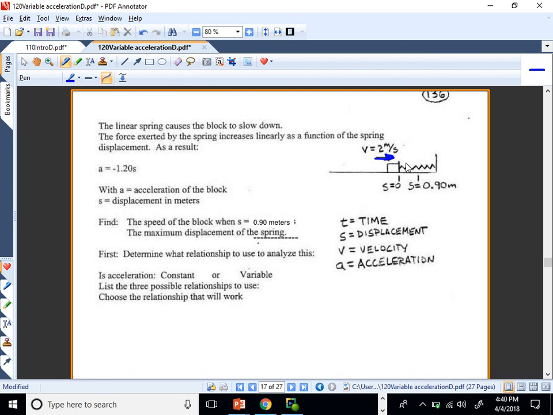Now the spring exerts a force that's a function of its length, so it's a linear spring. So the acceleration, which would be proportional to the force that's exerted, will be linear also. So it's negative. In this case, our coefficient is 1.2 times S. Actually, no, S is the amount of displacement in the spring, sorry.